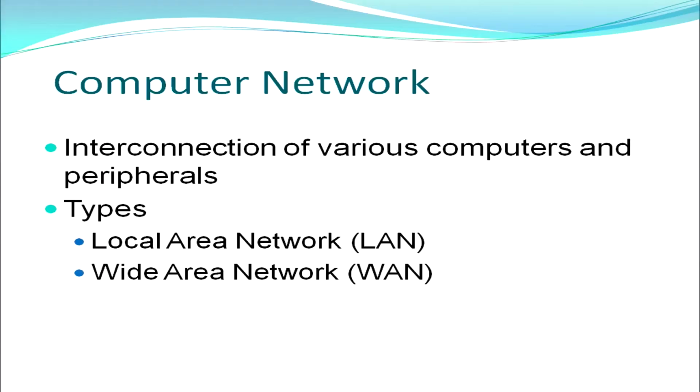Next, we move on to computer networks. We have been talking about networks, and about connecting each and every part of the globe. A network is an interconnection of various computers and peripherals. Broadly speaking, networks can be of two types: local area network or LAN, and wide area network or WAN.